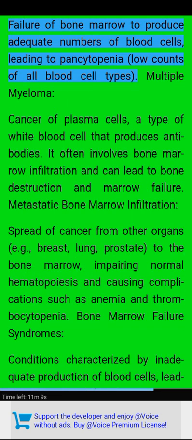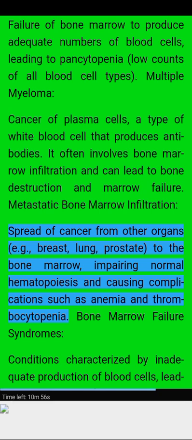Failure of bone marrow to produce adequate numbers of blood cells, leading to pancytopenia, low counts of all blood cell types. Multiple myeloma. Cancer of plasma cells, a type of white blood cell that produces antibodies. It often involves bone marrow infiltration and can lead to bone destruction and marrow failure. Metastatic bone marrow infiltration. Spread of cancer from other organs, e.g., breast, lung, prostate, to the bone marrow, impairing normal hematopoiesis and causing complications such as anemia and thrombocytopenia.